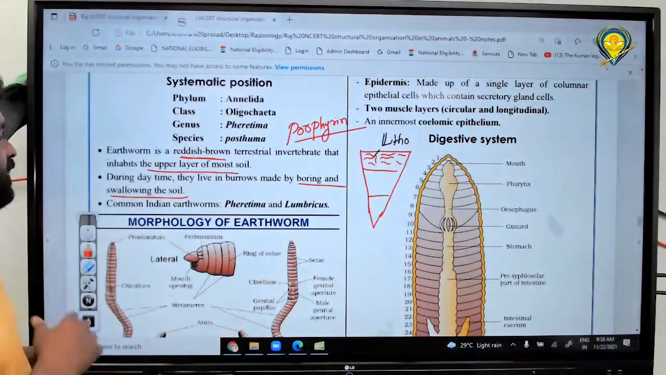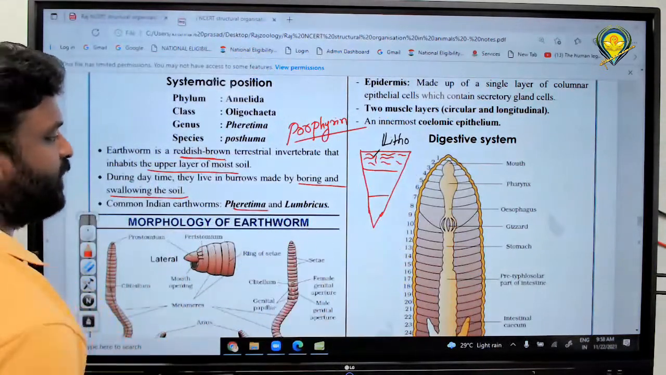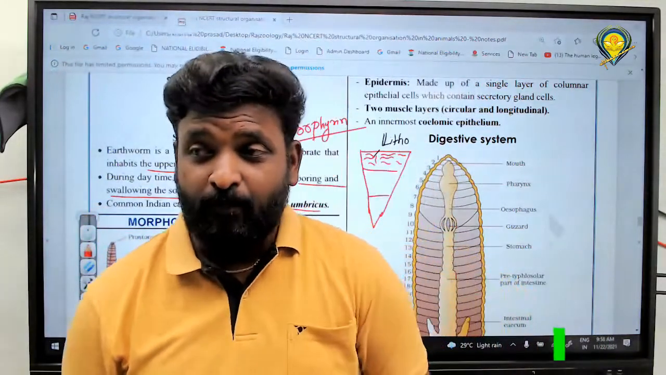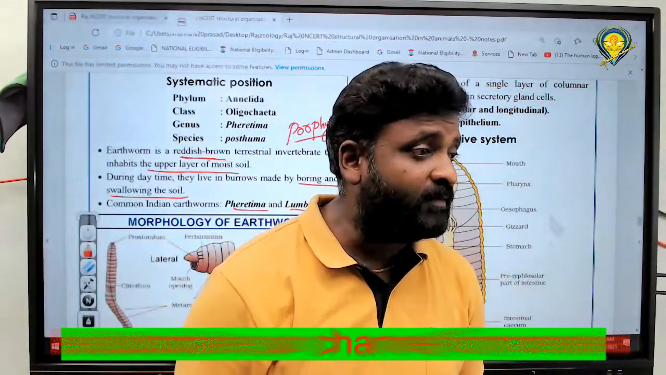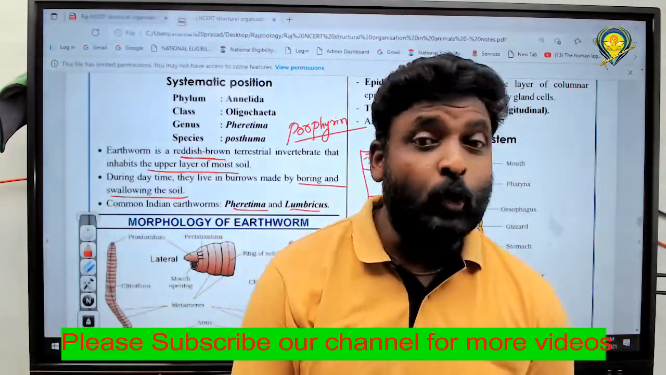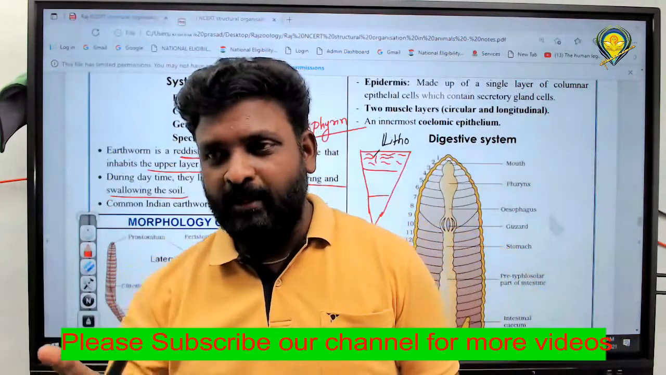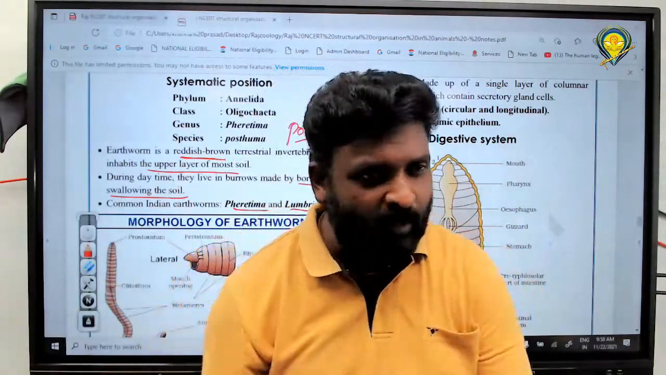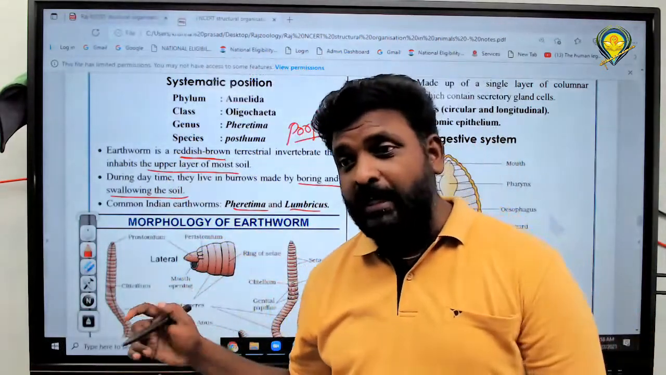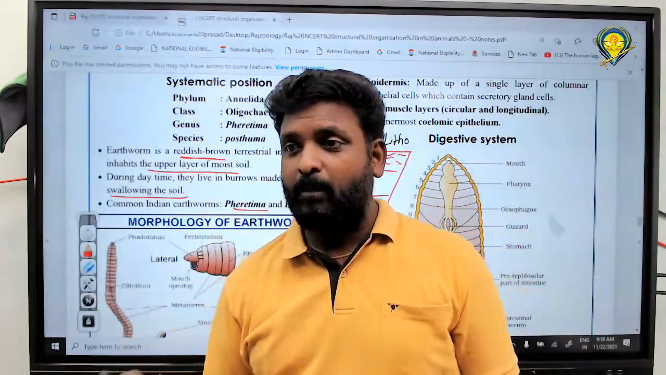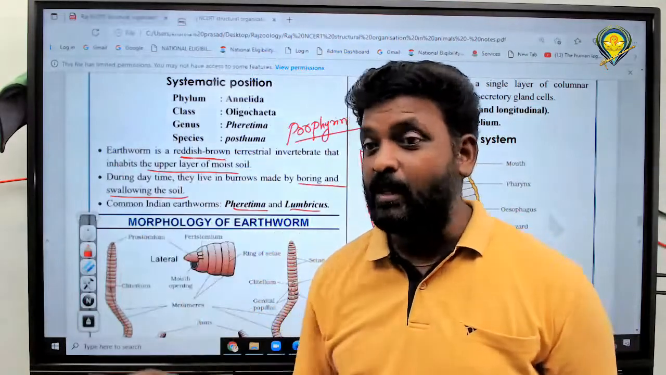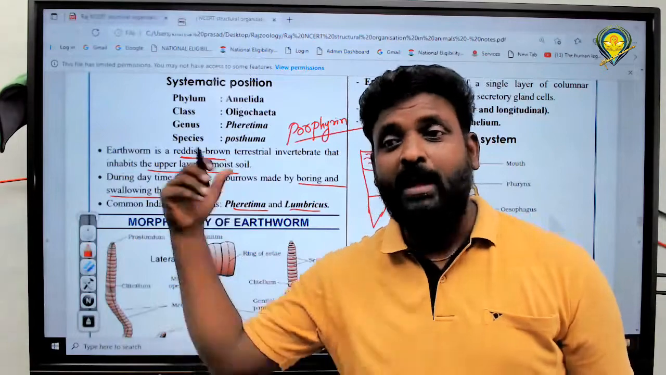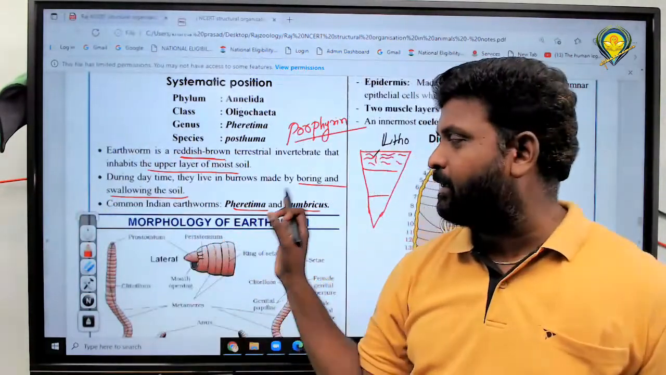The next one, the common name of the earthworm: Pheretima and Lumbricus. You know why they give the name Lumbricus? Because of Ascaris lumbricoides. Ascaris lumbricoides and the earthworm look similar. It's worm-like, right? One of the earthworms looks like Ascaris lumbricoides, but it is segmented. Hence it is called Lumbricus. Why do they give the name Lumbricus? Because Ascaris looks like an earthworm.